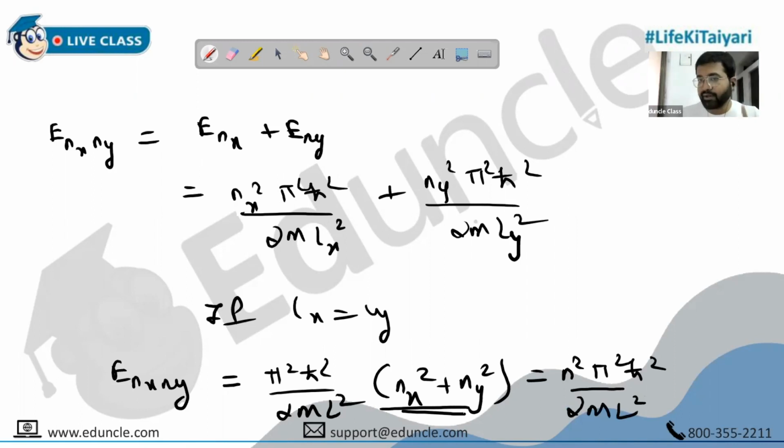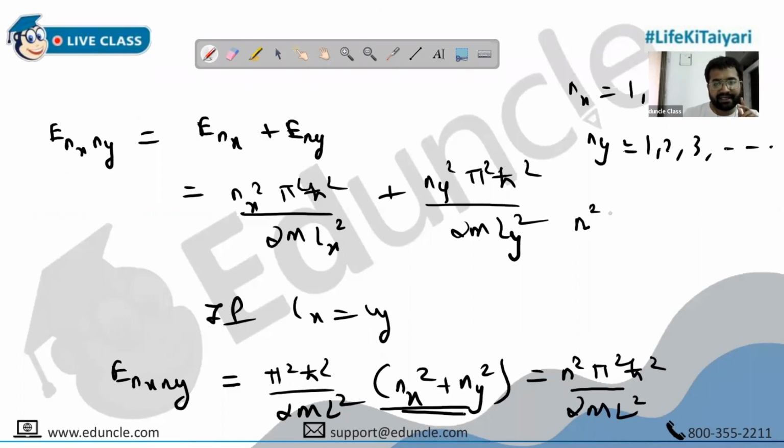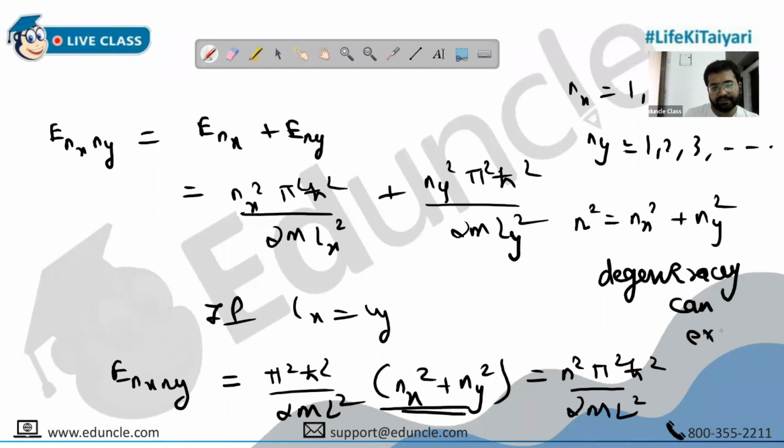But a very important thing to remember now is that this n is not a quantum number. It is just a random number. Nx is a quantum number, and Ny is a quantum number. But n is not a quantum number because n square is nx square plus ny square. And now degeneracy can exist. Like 0 square plus 1 square and 1 square plus 0 square can give us the same value. So now degeneracy can exist.